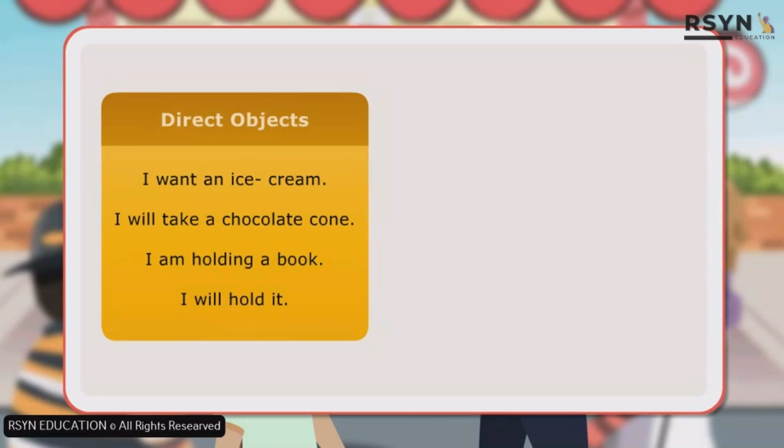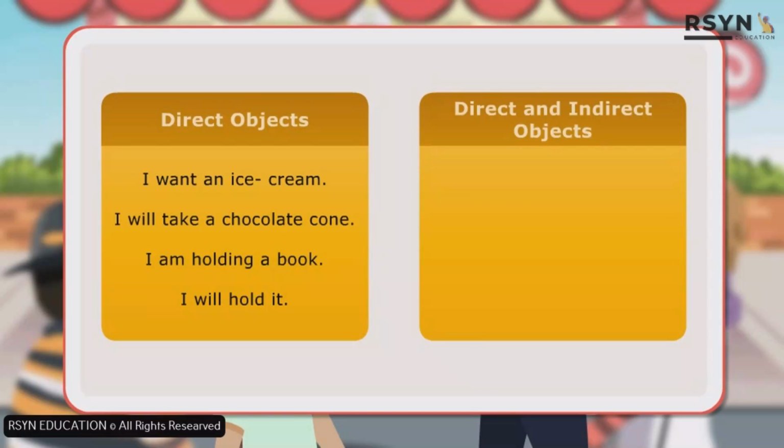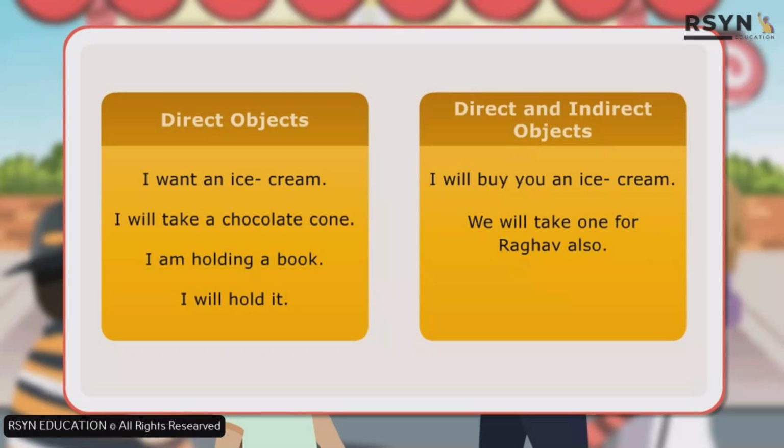I will hold it. Here are some examples of sentences with both direct and indirect objects. I will buy you an ice cream. We will take one for Raghav also. You can carry it for him.